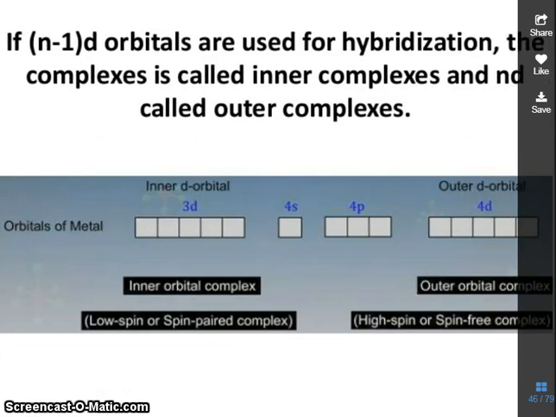Now friends, if (n minus 1) d orbitals are used for hybridization, then the complex is called an inner orbital complex and not an outer complex. So orbitals of the metal: inner d orbital 3d, 4s, 4p, and 4d outer orbital. So this is the inner orbital complex, low spin paired complex, and high spin or spin free complex. Inner orbital complex uses 3d and outer orbital complex uses 4d, and that is high spin. So just remember this.